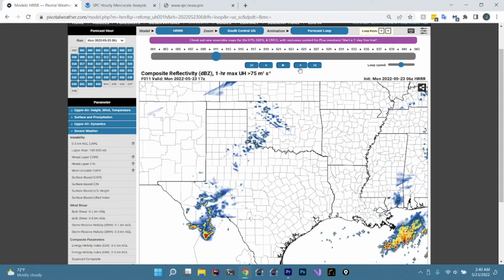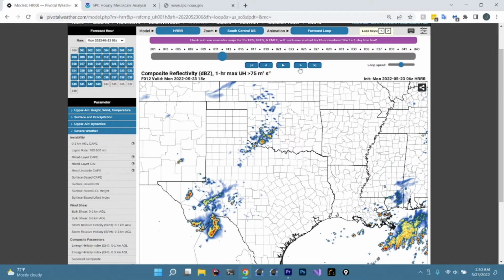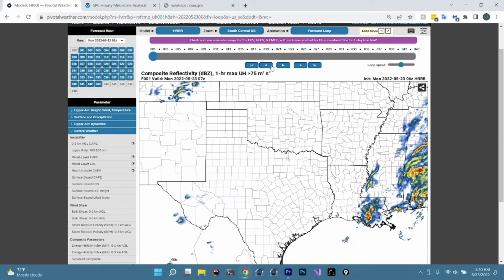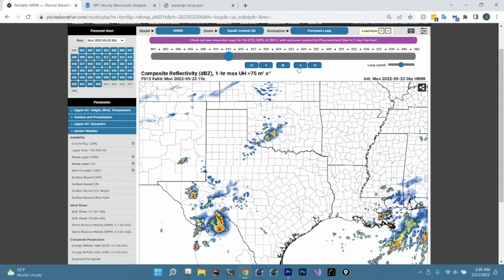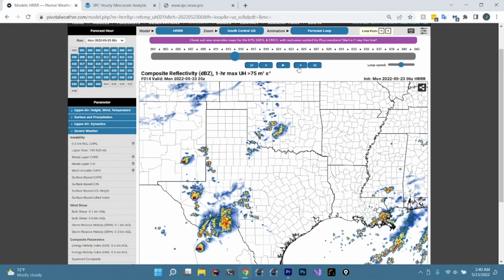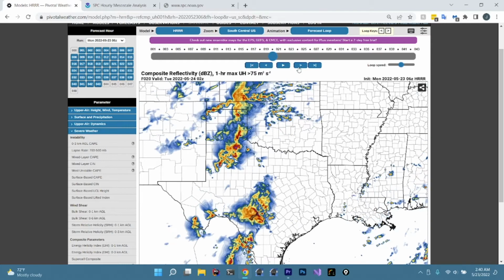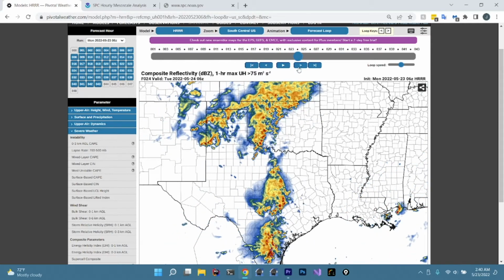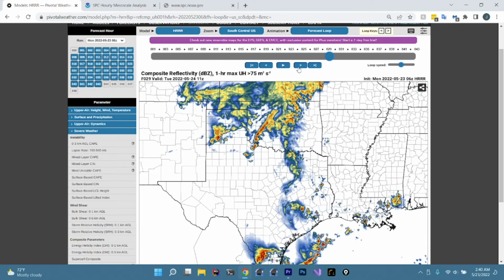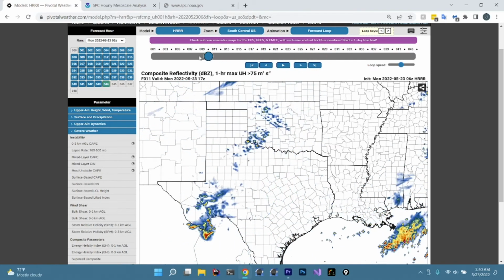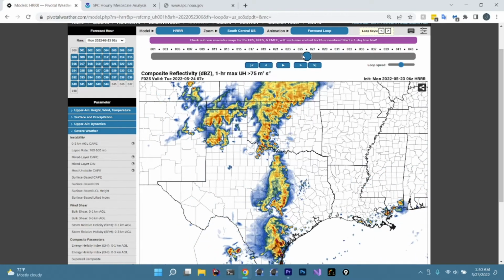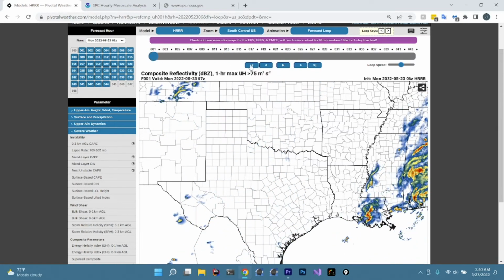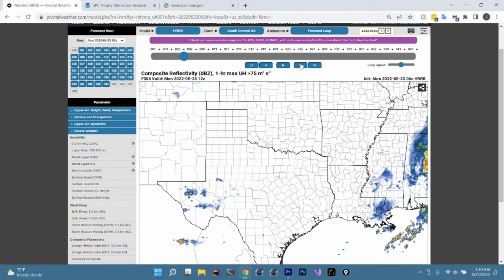Keep in mind the things that we need. We need lift, moisture, instability, and wind shear. So to watch these storms, there's two different areas, actually three different areas of storms that we're going to be looking at through Monday. We're going to stop once we get to midnight, which is like 07Z, or maybe it's sooner than 07Z.